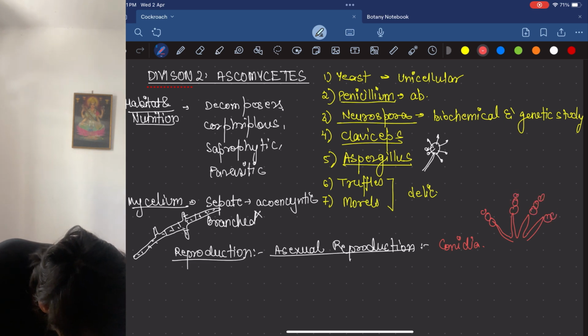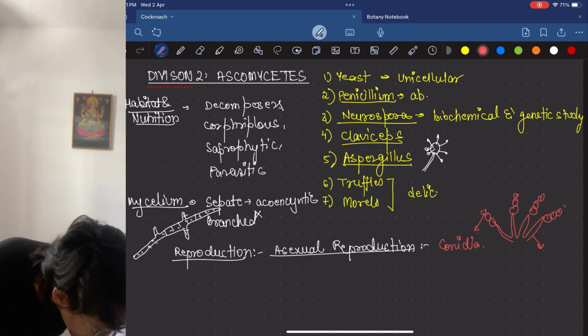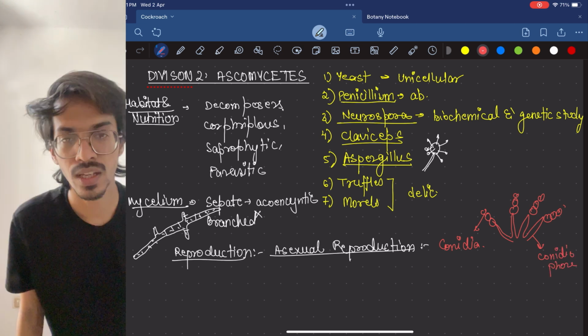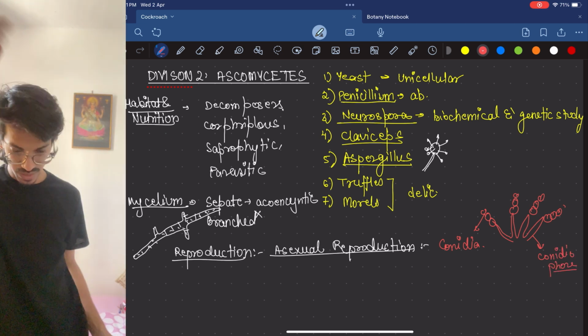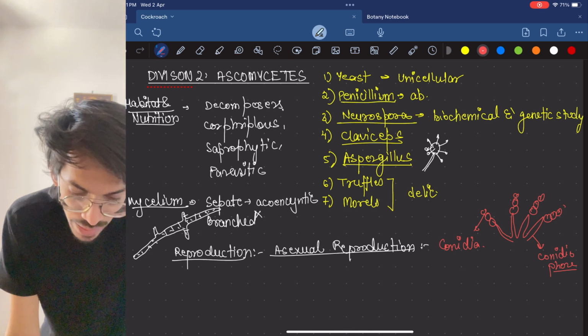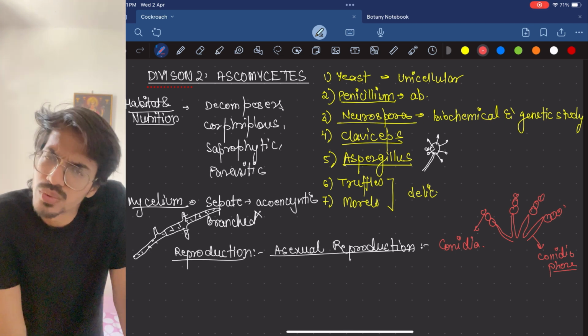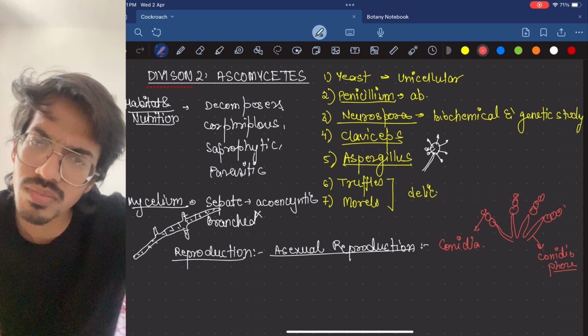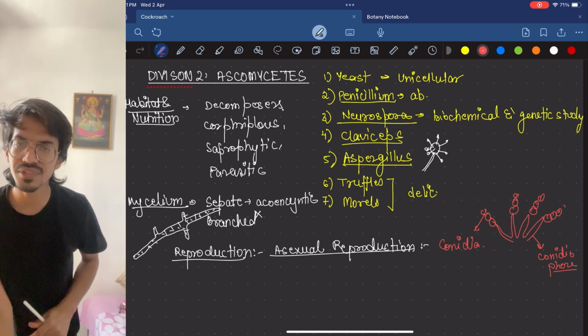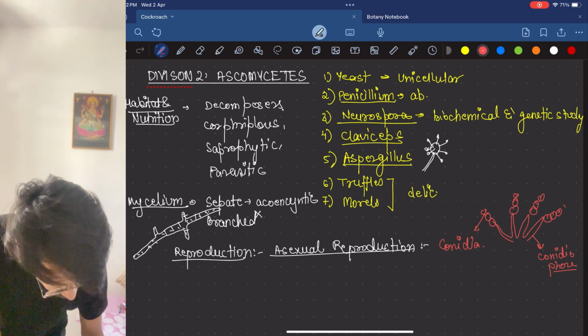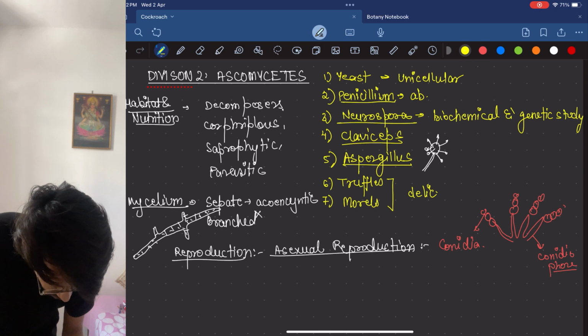So these are conidia. What is this? This is the conidiophore, the stalk, a stem-like thing present. And then conidia will germinate and produce a new mycelium. One of the conidia will get discharged to new places, and new mycelium will form. This is asexual reproduction. Let's talk about the sexual reproduction.